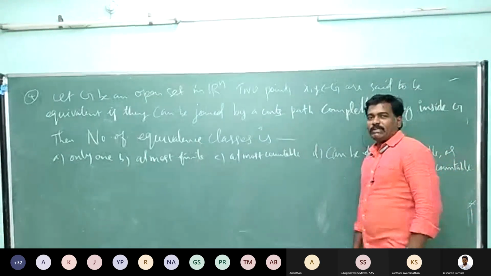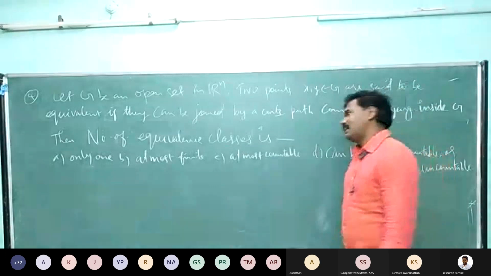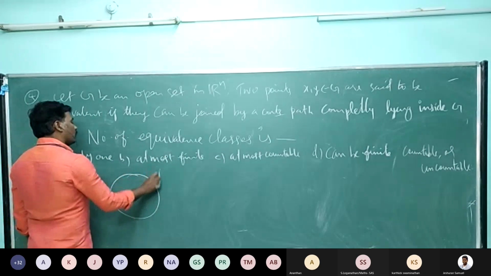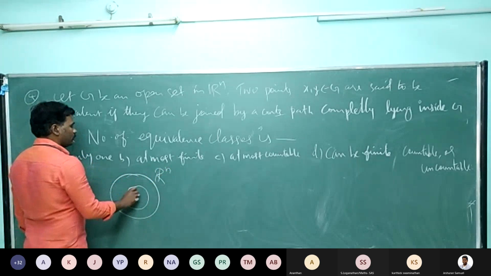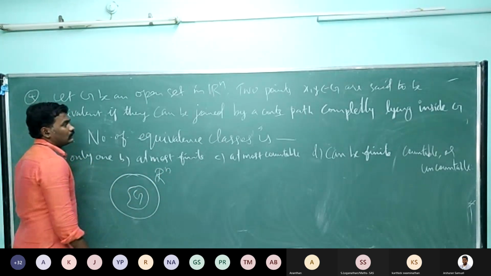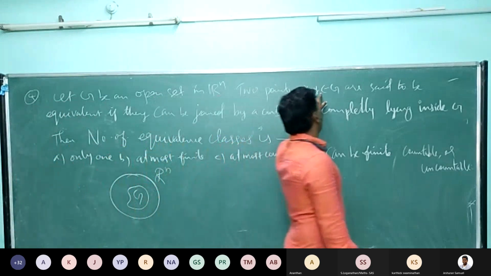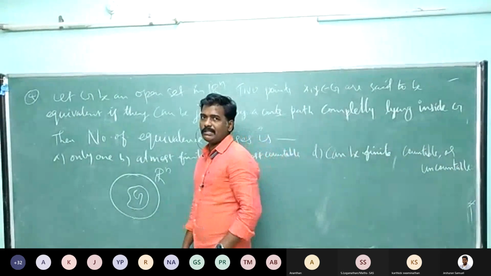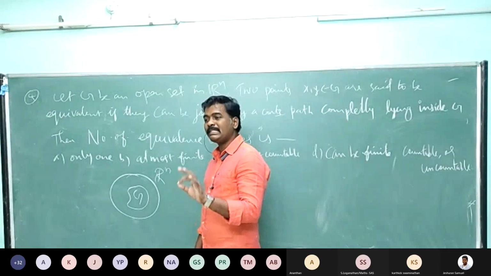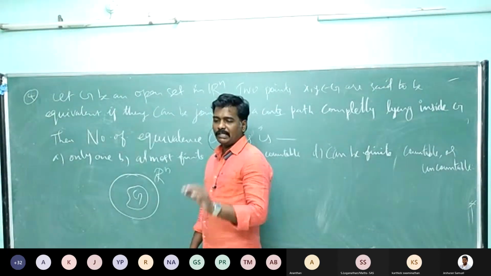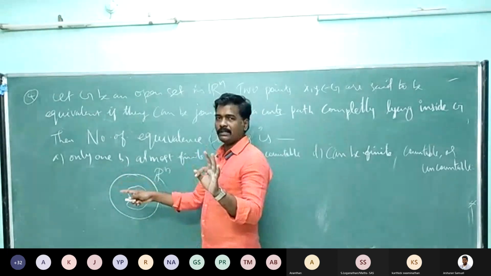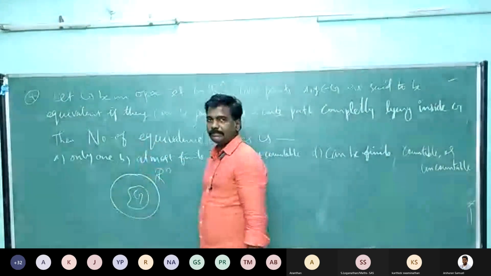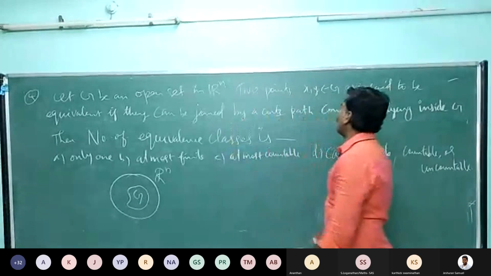First, try to understand the question. Once you understand the question, the answer is very easy. Don't worry, let me explain. Let G be an open set in Rn. Now, two points x, y in G are said to be equivalent. Equal is different and equivalence is different. Equal means same element. Equivalent means same cardinality. For example, the sets {1, 2, 3} and {A, B, C} are equivalent, but they are not equal.